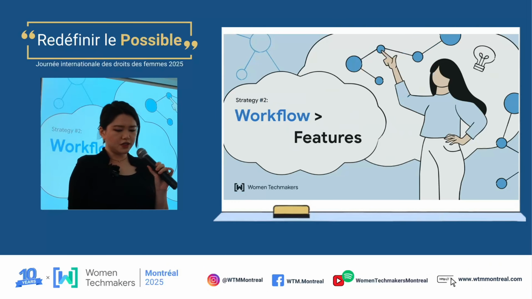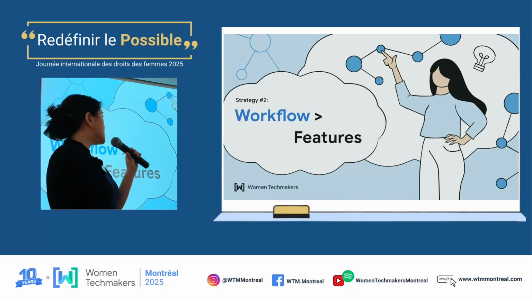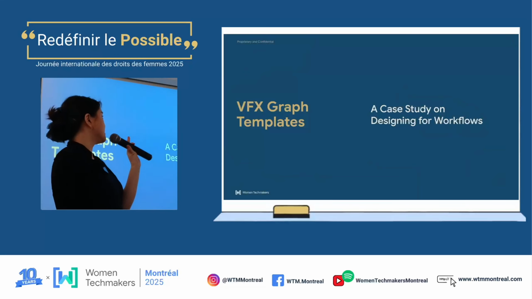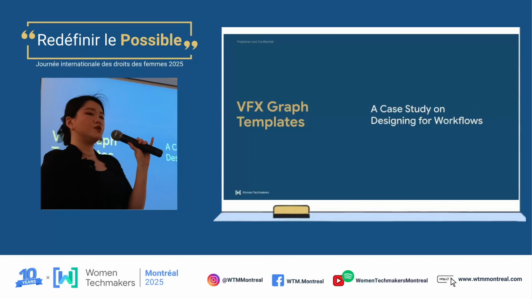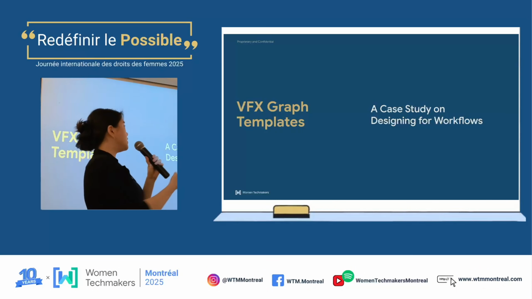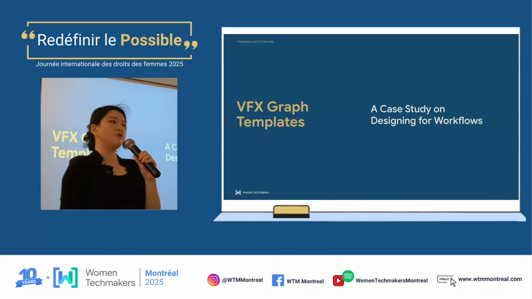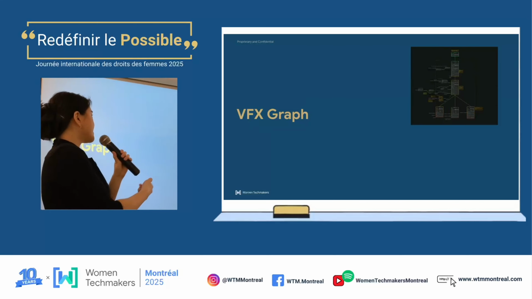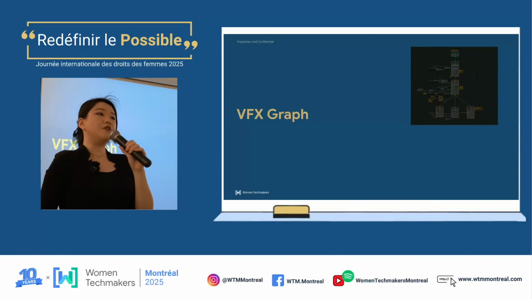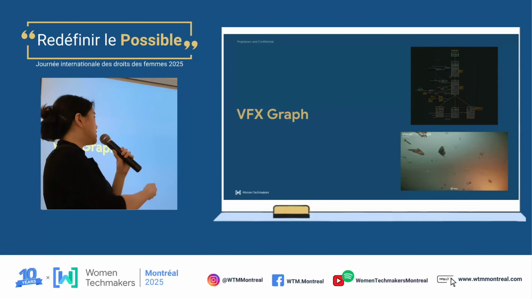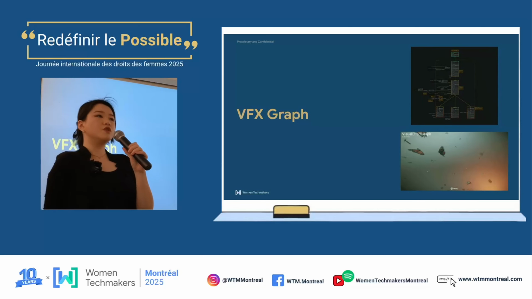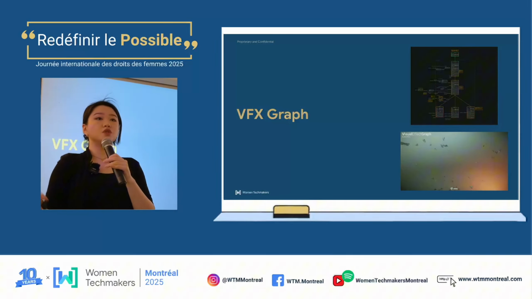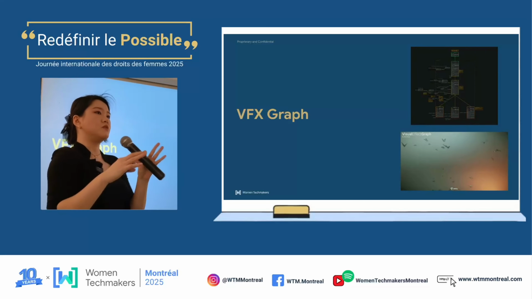So that's on users. Moving on, let's talk about strategy number 2, which is prioritizing workflows over features. To illustrate what I mean, I'm going to use VFX Graph as an example. If you don't know what VFX Graph looks like in Unity, this is what it looks like. It is a node-based tool that people use to create things that look like this. Visual effects in games are usually used for things like explosions or a magic blast or things like that.